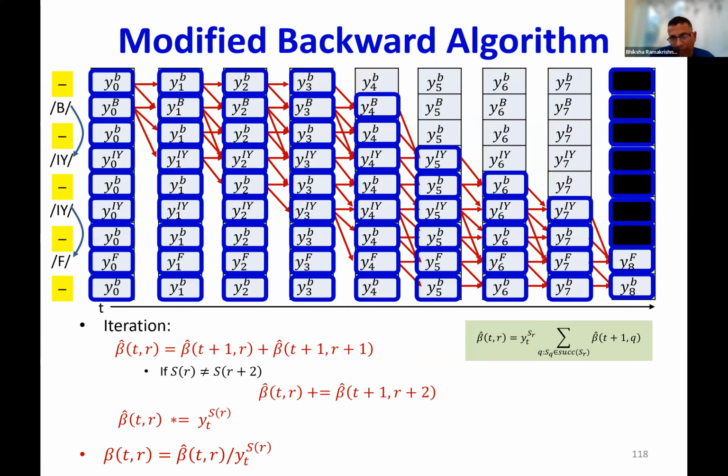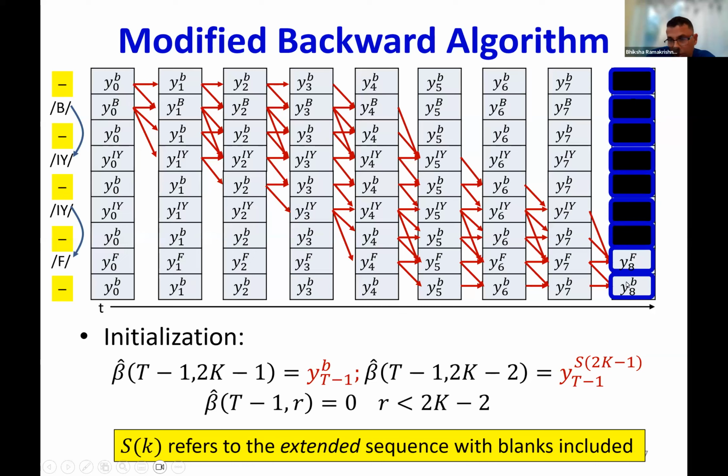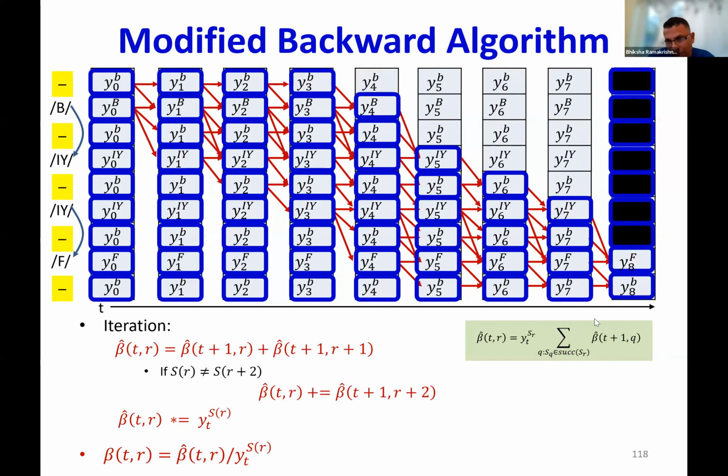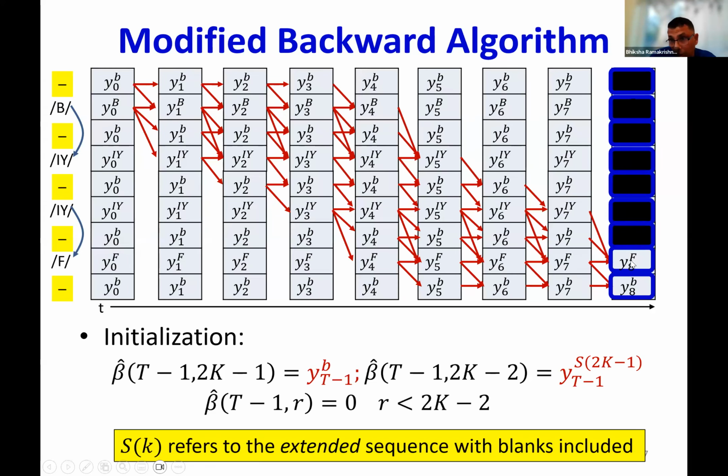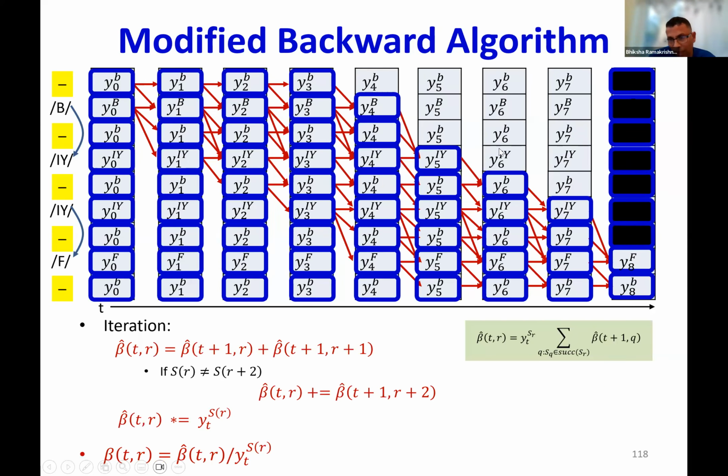Okay. In the last row, you're only allowed to terminate in the last two symbols. So the beta hats are going to be 0 for all the rest of these guys, and they're going to be the actual symbol probabilities at these two nodes. Then you can go backwards, one column at a time. So again, here in the last column, only the last two rows have non-zero betas, the rest of them have 0. Then you go back one column at a time.